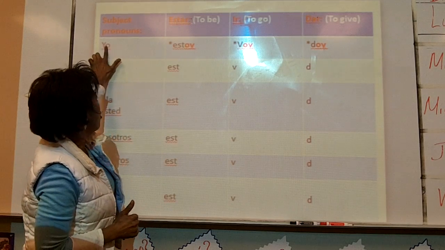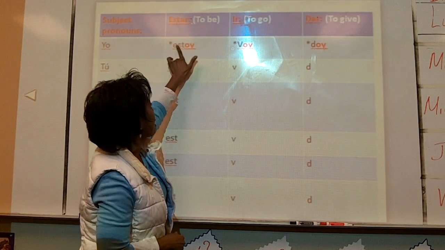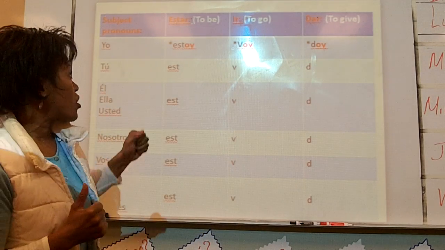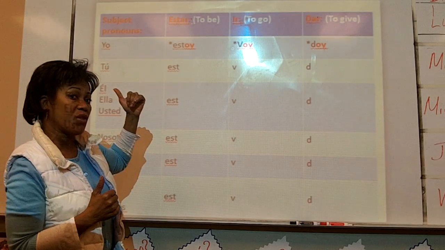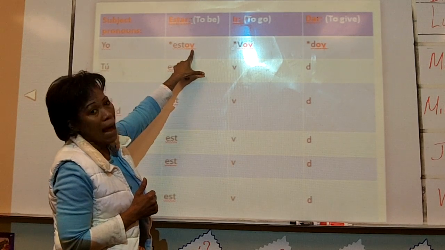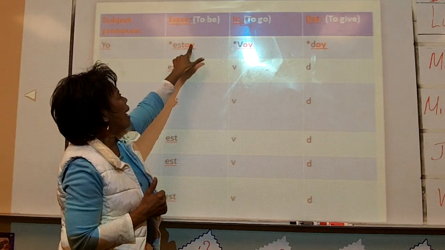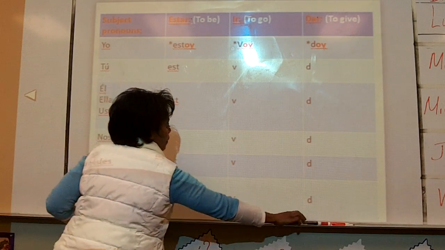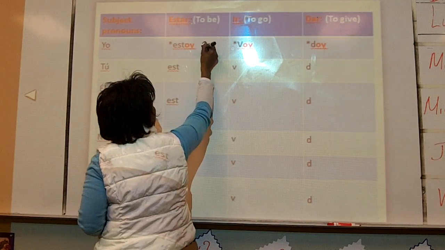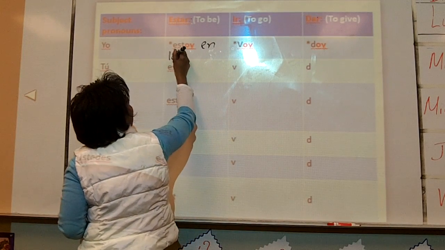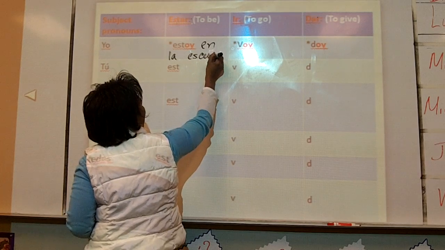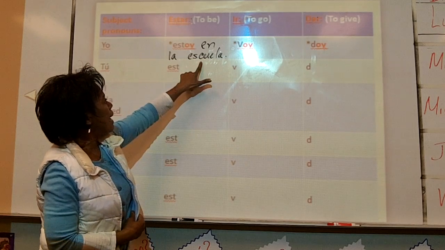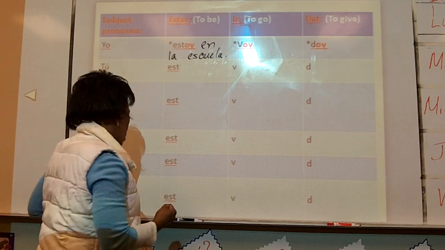Especially in the first subject, yo, as you notice, I put an asterisk next to each one of them. Why are these verbs called irregular verbs? Because, as you can see, if you remember the other conjugation, now I'm adding a Y here. Not just the O, but now I have to put a Y here. Yo estoy en la escuela. Let me just write this here for you. Yo estoy en la escuela. What does that sentence mean? Yo estoy en la escuela means I am in school.